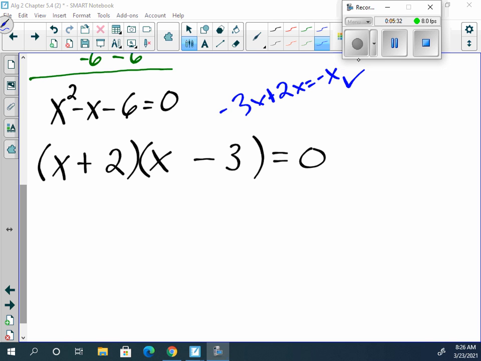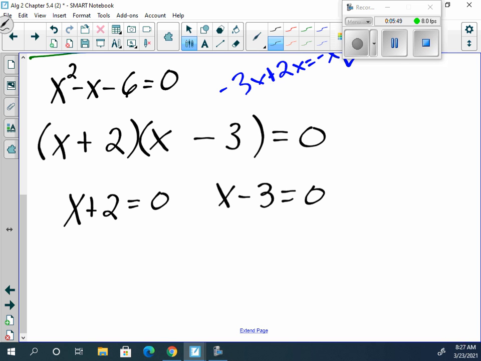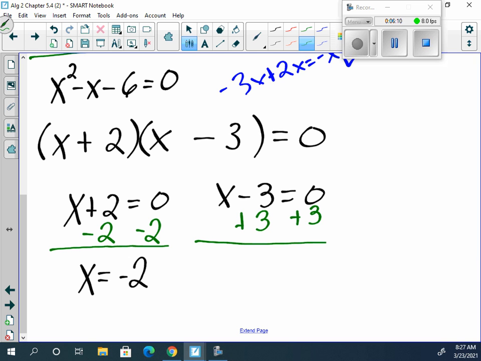So we get this here. Now from here, because we have two things multiplied together that equal 0, one of them has to be 0. So it means for us here that either x plus 2 is equal to 0 or x minus 3 is equal to 0. And at this point, we can solve each one of these. I can solve this one by subtracting 2 from both sides, which would tell me that x is equal to negative 2. And here we can add 3 to both sides, which would tell me x is equal to 3.